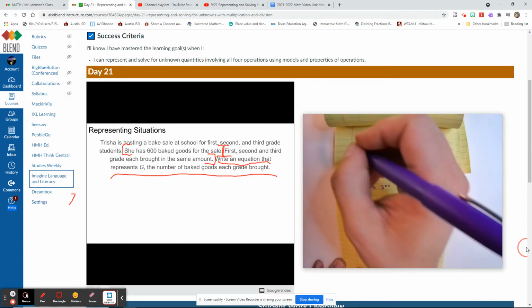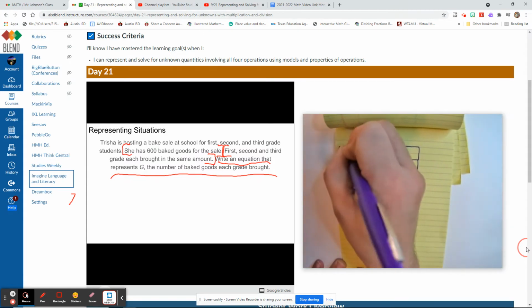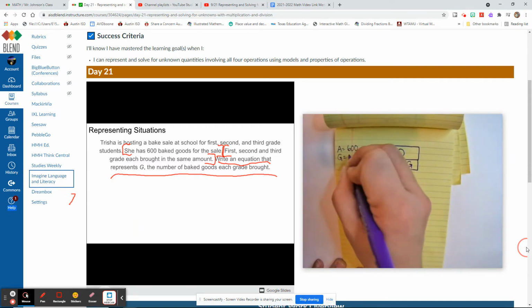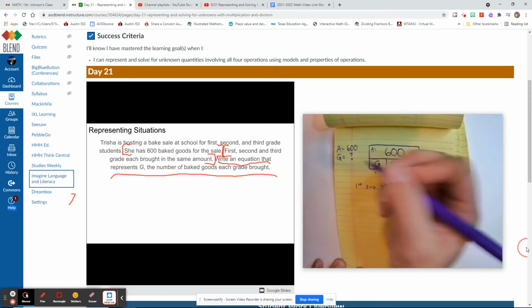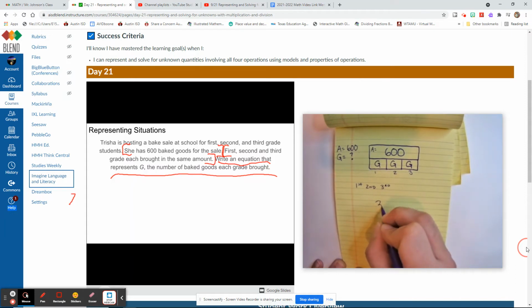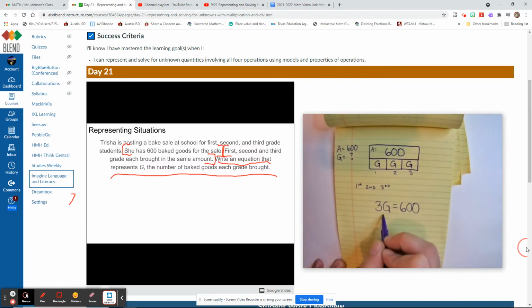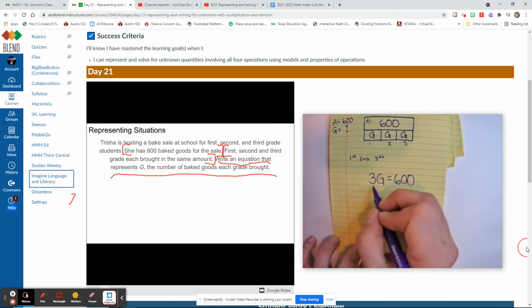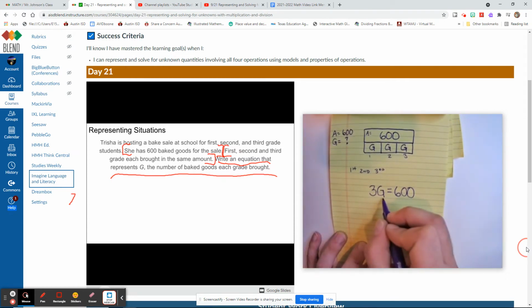So, once again, our total, our whole, we can call it A, is 600, right? And then we don't know what G equals. That's the part that we're trying to figure out. We do know that we have 3 groups of G, all right? So 3 groups of G is equal to 600. 1, 2, 3 G's is equal to 600. Remember that 3G equals 600 means 3 times G equals 600. So we don't know what G is.